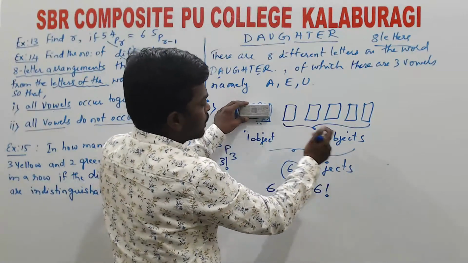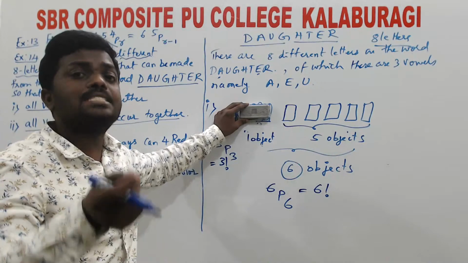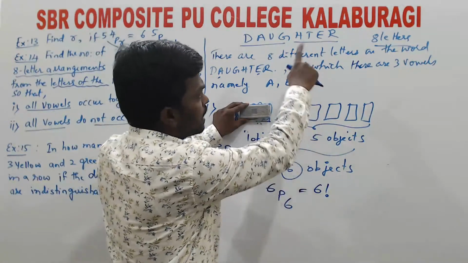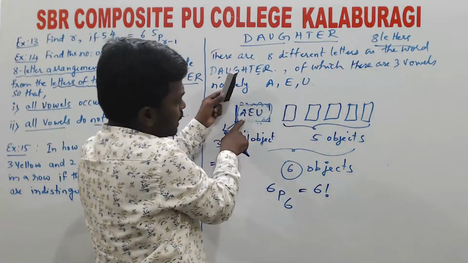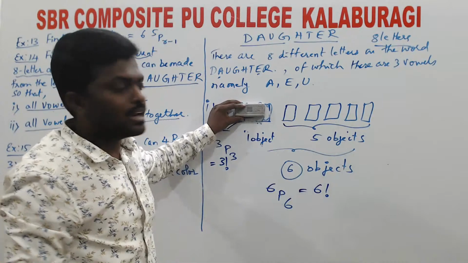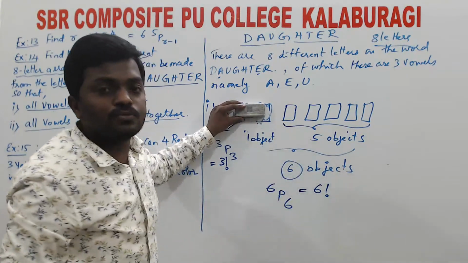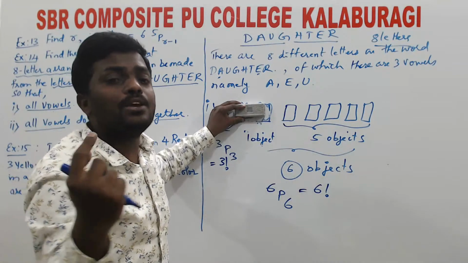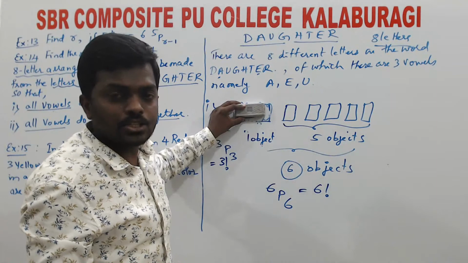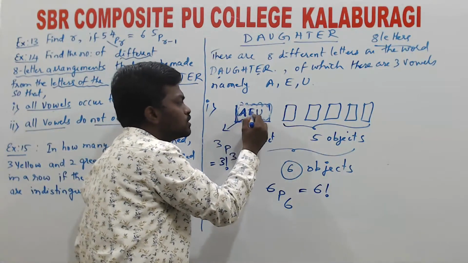So what we have done? For the time being, we have considered AEU as a single object, right? So single object, and among eight, three are in this box. So how many are left now? Five objects, right? So these five objects with this one object account for 6 objects. So how will you arrange these 6 boxes? 6 ways. Right, students? So the arrangement can be done in this box also, right?